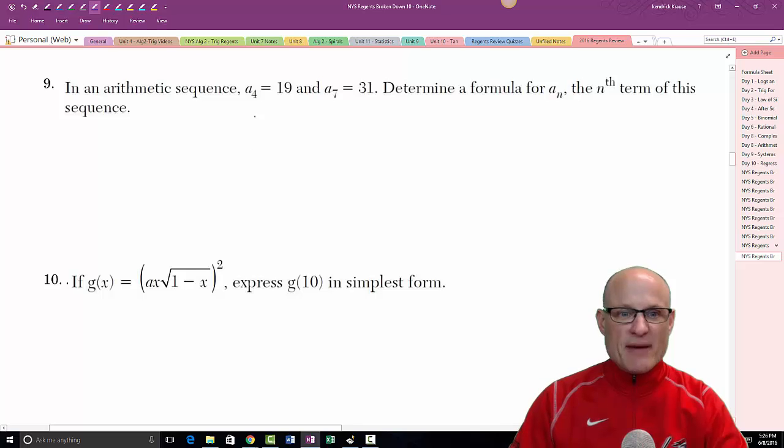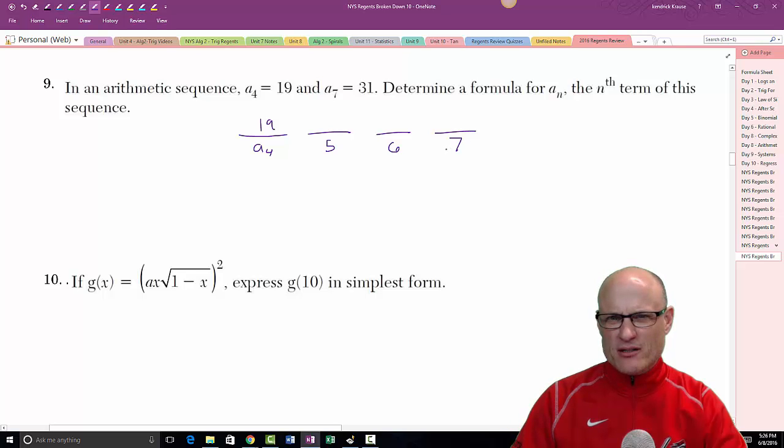Anyway, here we go. a to the 4th is 19, so I'm going to write a line for a to the 4th, and it's 19. This is a to the 5th. This is a to the 6th. And this is a to the 7th.